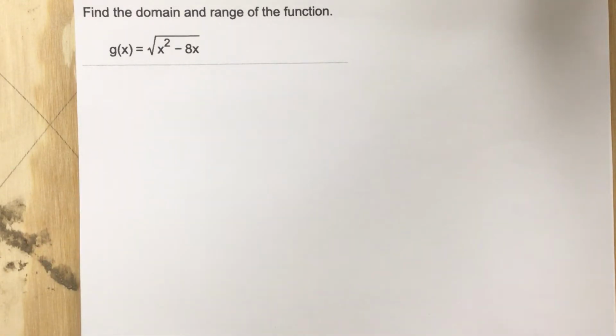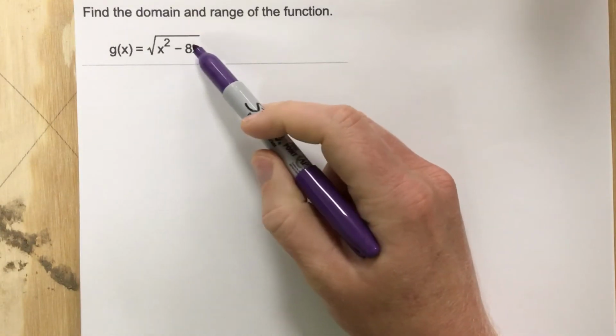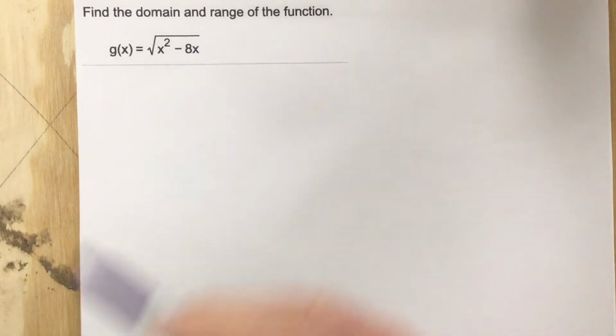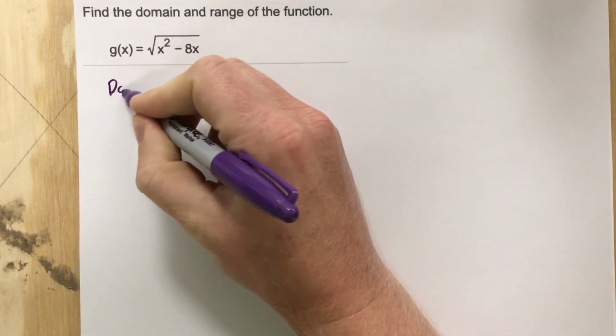Because this is a radical function, the first thing I want to do is take the inside of the radical and set it greater than or equal to 0. And I'm looking for the domain of the function when I'm doing that.